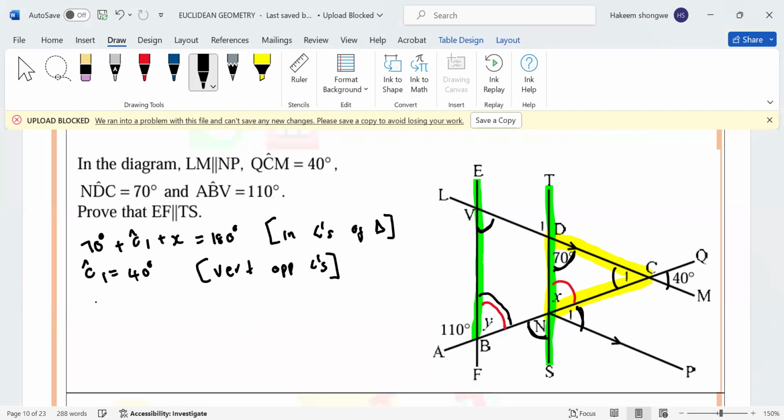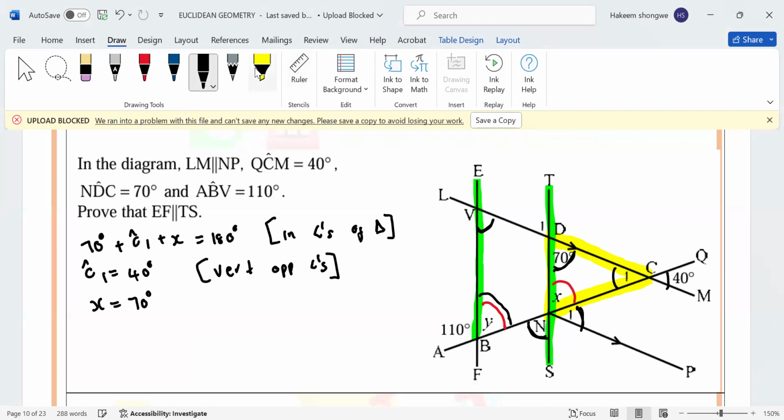Okay. Then angle X, you're going to get 180 minus 40 minus 70. So what's 180 minus 40 minus 70? Okay, 70. So meaning that angle X is 70. Sharp. Then how can we find our Y?